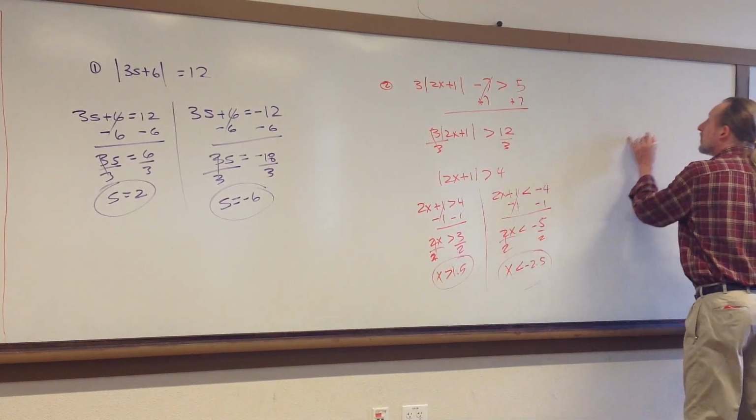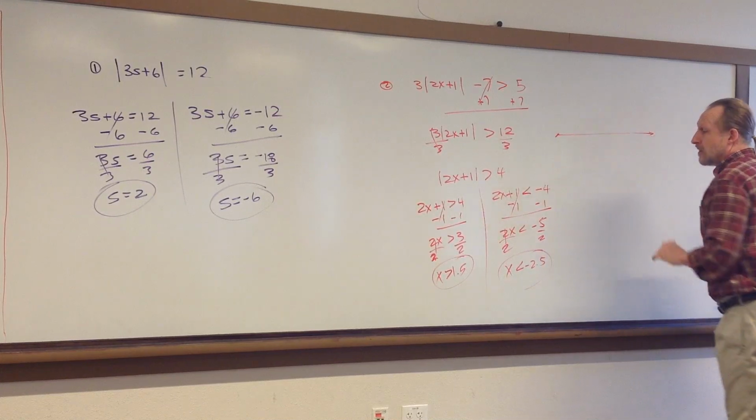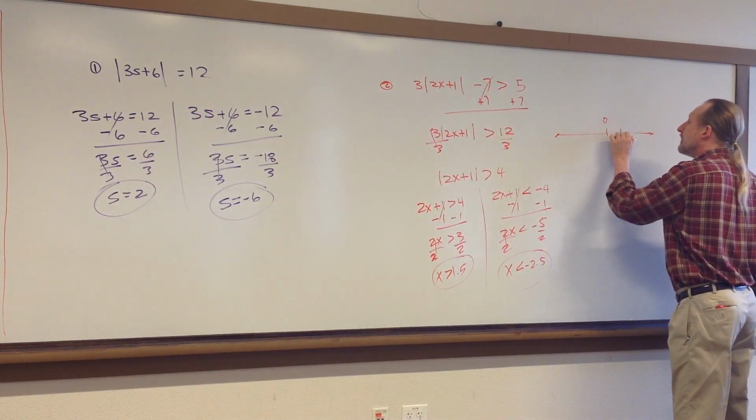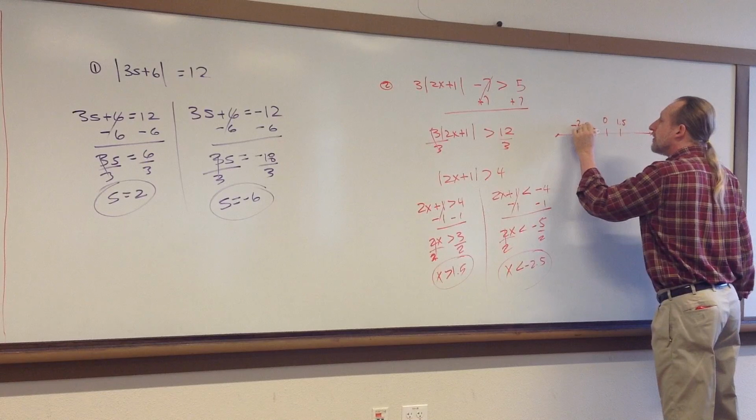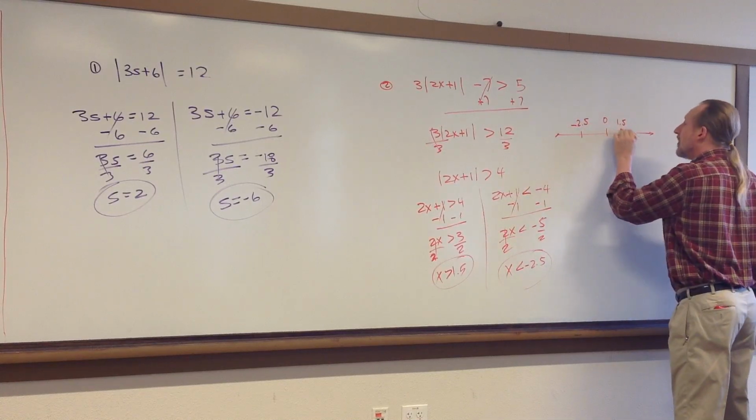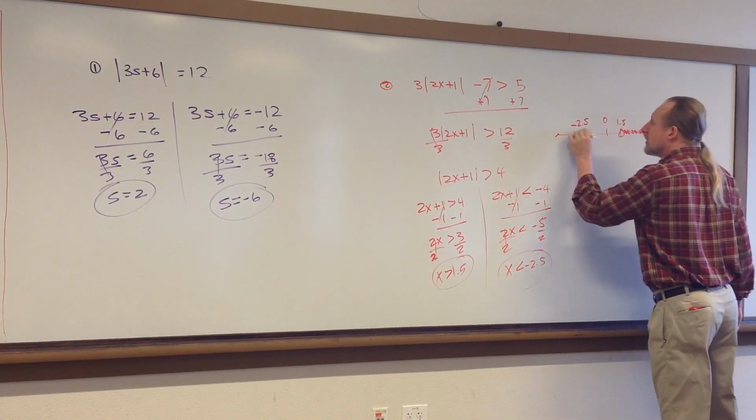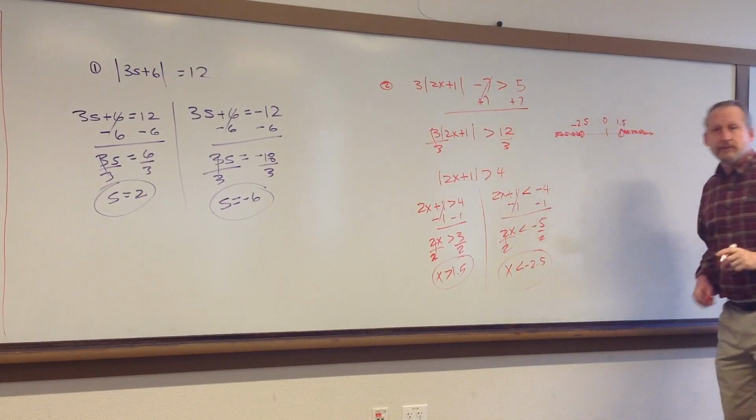And so then we want to graph this on a number line. Put your 0 in there, 1.5, negative 2.5. This one goes off in this direction, and that one goes off in that direction.